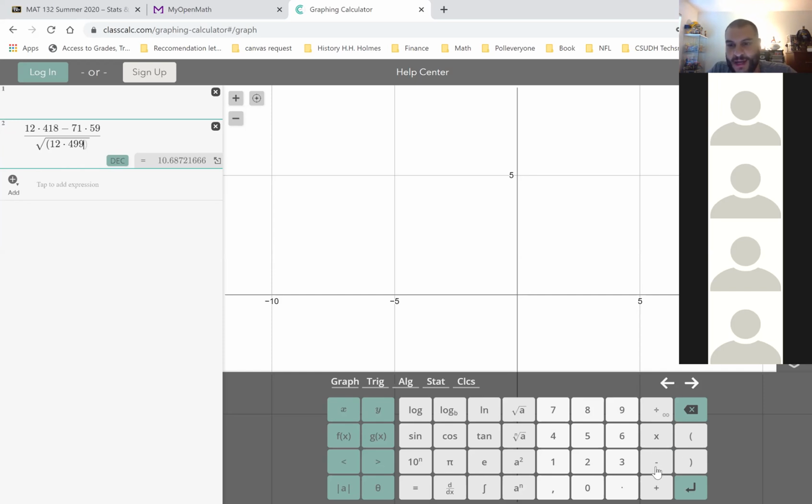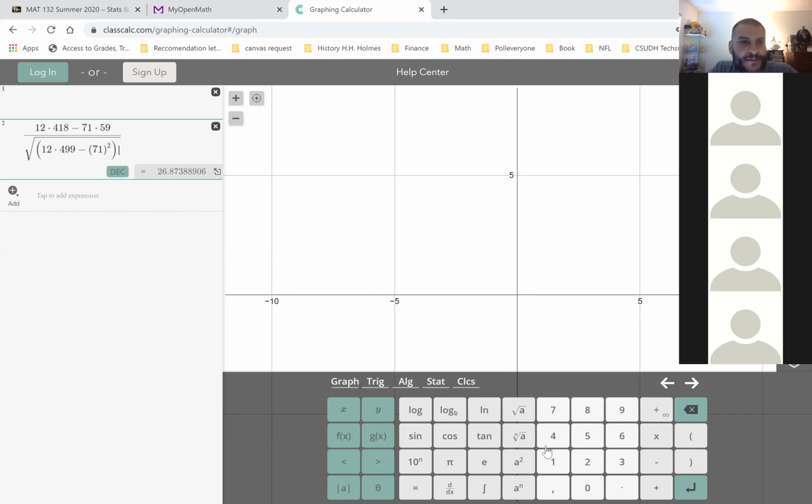And then you go minus 71. And if you look right here, to the left of the 1, it says x squared. So you put square. And then you want to put close parenthesis. And then you say multiply by open parenthesis 12 multiply by 363 minus 59. And you square it, you close the parenthesis, and we're done.